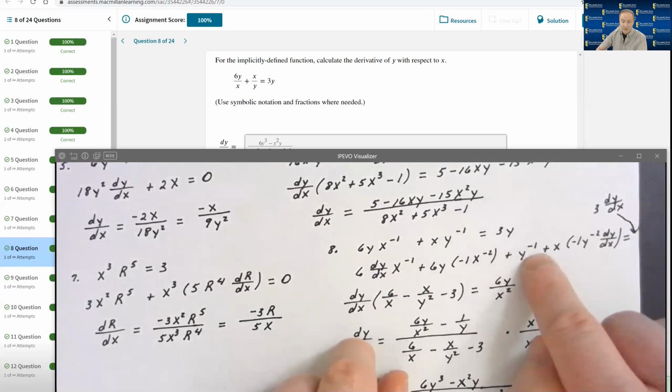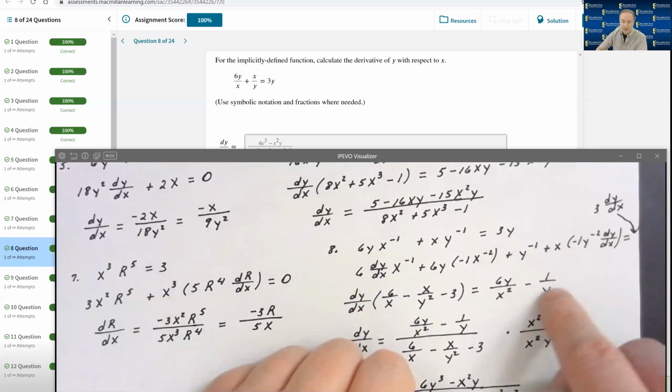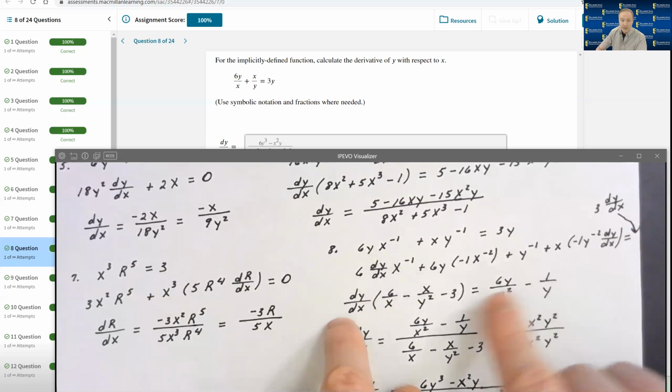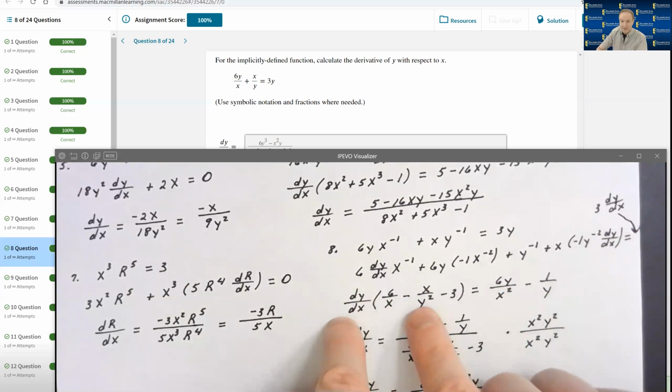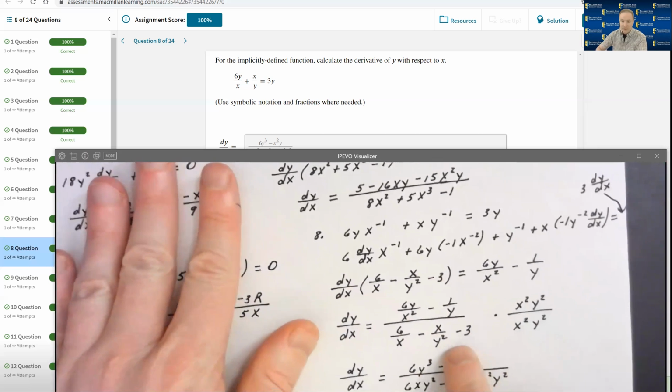This term also did not have a dy/dx, so it needs to be moved to the right. On the left-hand side, it was positive 1 over y. On the right, it becomes minus 1 over y. Now, this is my next step, and I can say, well, if dy/dx times this is equal to the right-hand side, then dy/dx is equal to what I had on the right divided by what dy/dx was factored out of and multiplying.